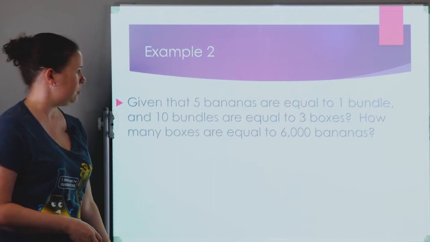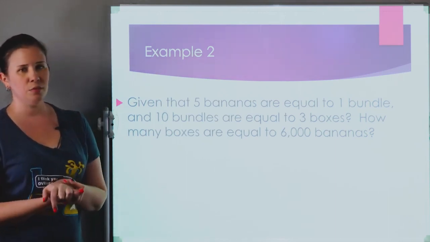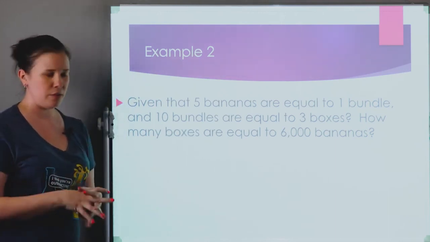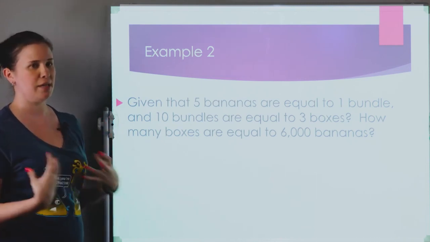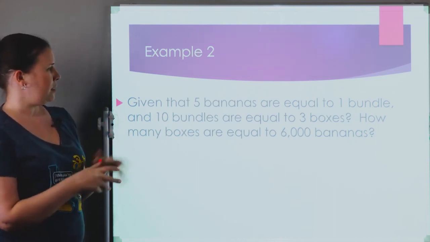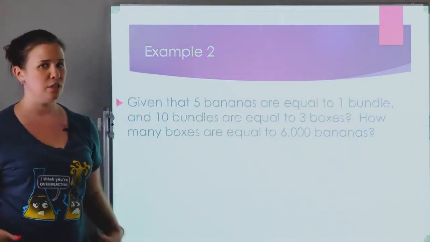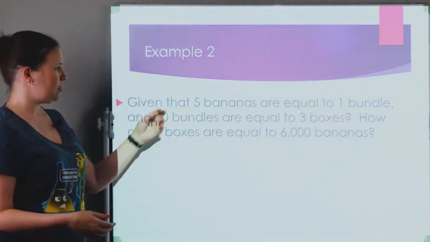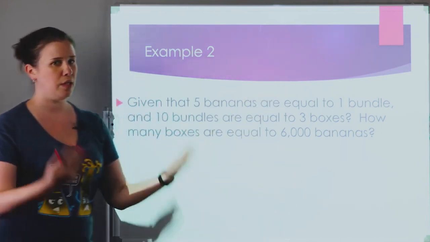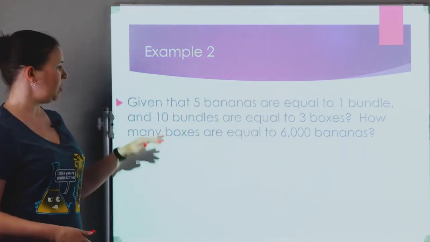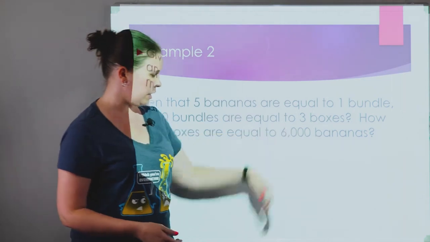All right, let's look at another example. In this one, we're going to use some kind of weird made-up units and equivalencies so that we can really test the process. So this is given that we have 5 bananas equal to a bundle. Think of that as like 60 minutes equal to an hour. And we have 10 bundles equal to 3 boxes. So again, that's just an equivalency. How many boxes are equal to 6,000 bananas?